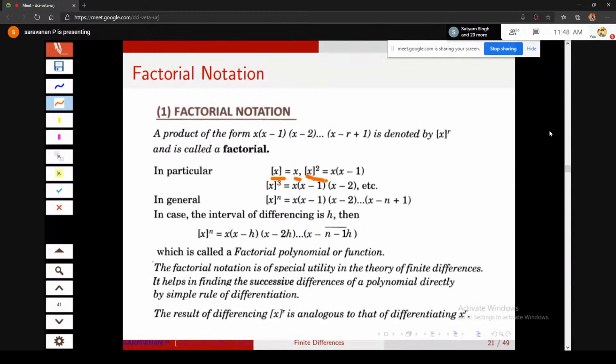Factorial x square is x into x minus 1. Factorial x cube is x, x minus 1, x minus 2. And in general, factorial x power n is x, x minus 1, x minus 2, etc., up to x minus of n minus 1. That is this, if the interval difference is 1.